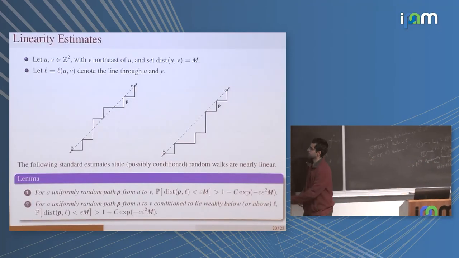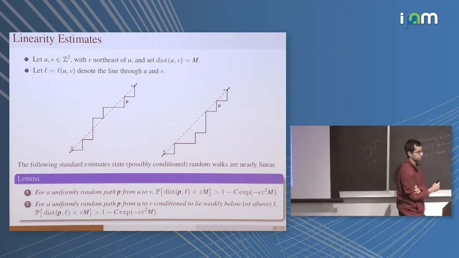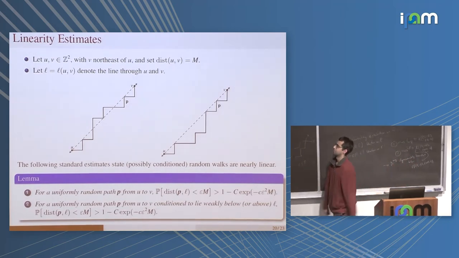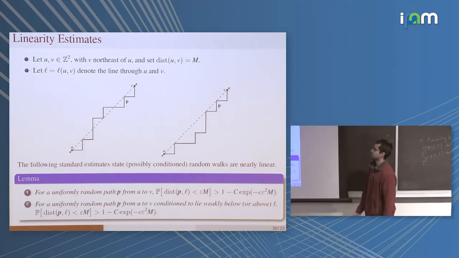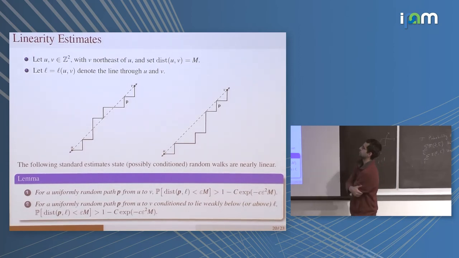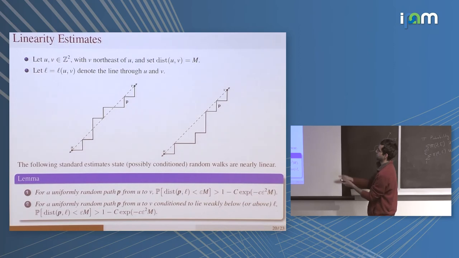I'm going to need two more facts that are probably very familiar to this audience. It's just the linearity estimate for random walks. So this is very basic. If I take two vertices U and V with V northeast of U, and I set the distance between them to be M, then a uniform random path between U and V is very close to being linear. So the distance from P to the line is bounded by some constant, with very high probability. And likewise, if I condition on this path to lie below the line.